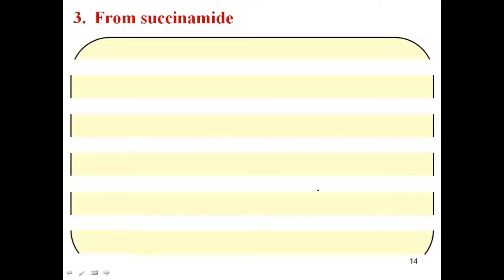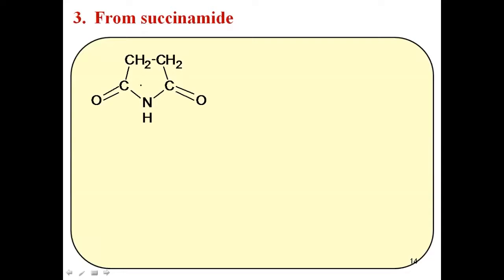Now what is succinamide? Okay, this is the structure of succinamide. Actually, this is the amide of succinic acid, hence called succinamide. CH2, CH2, C double bond O, again C double bond O, here NH. This is the succinamide. Okay, but this is the keto form of succinamide.